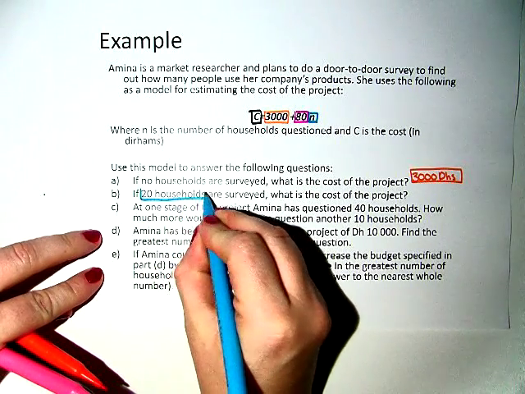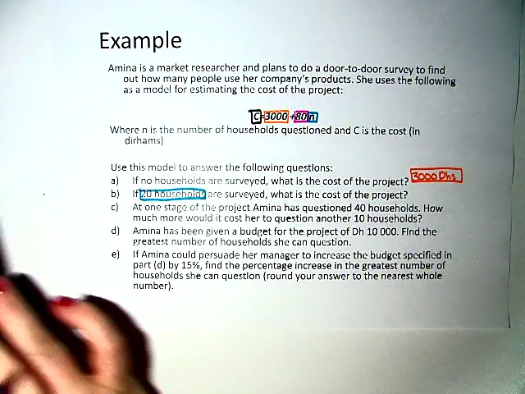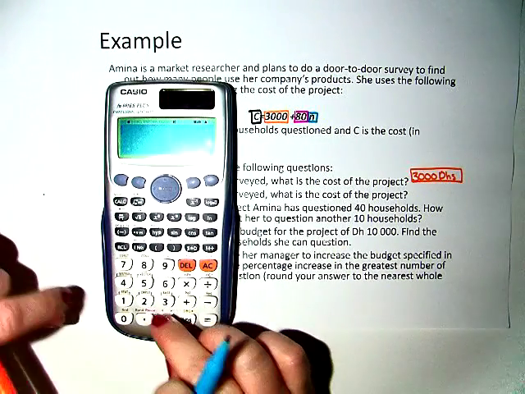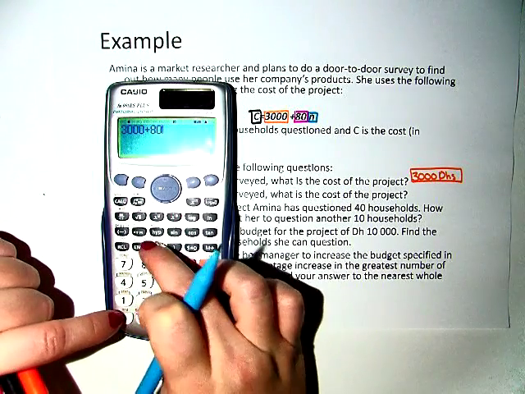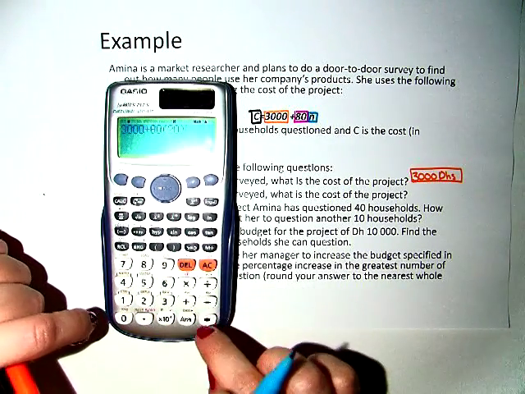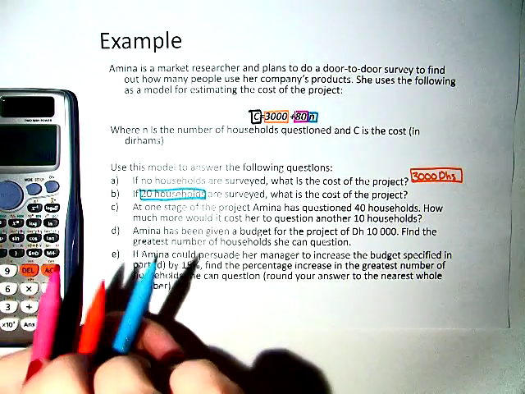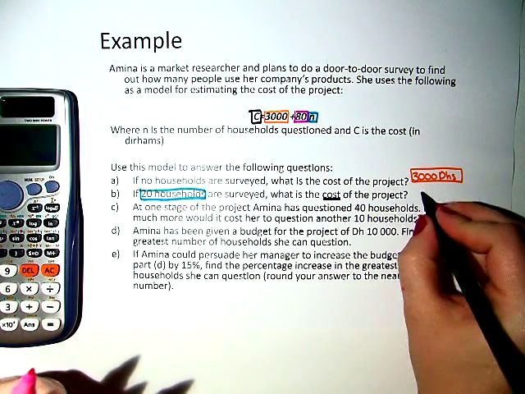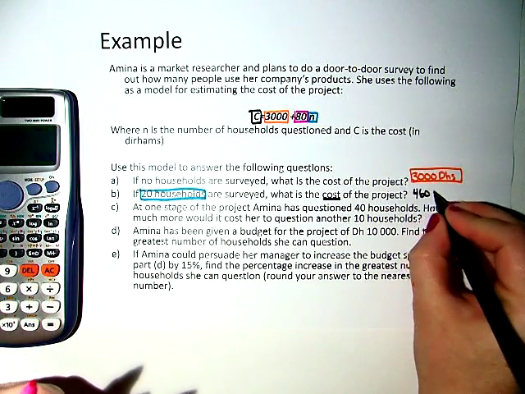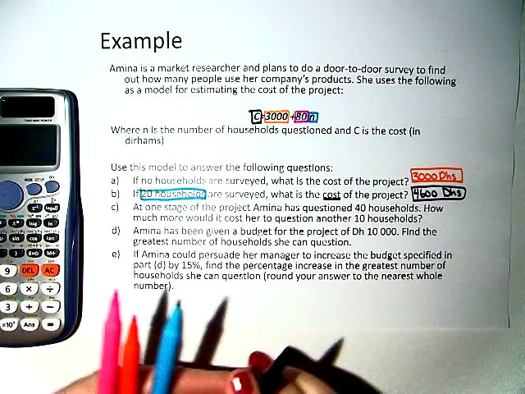Okay. If 20 households are surveyed, what is the cost of the project? That 20 households goes into our independent variable. So all we have to do is plug in 20 for N. So 3,000 plus 80 times 20 equals 4,600. So if 20 households are surveyed, the total cost of the project is 4,600 dirhams. Okay, so far pretty easy.